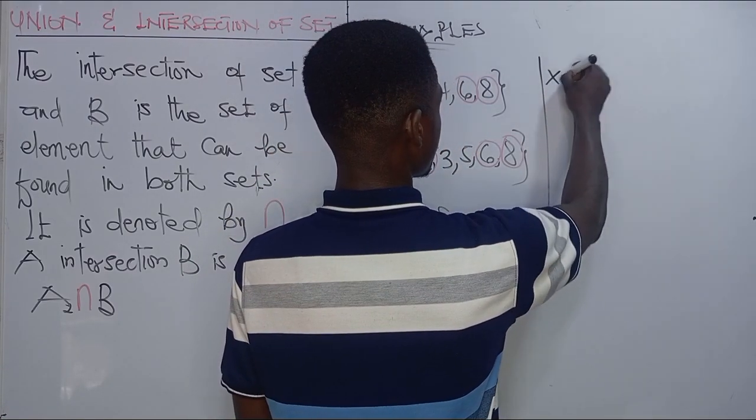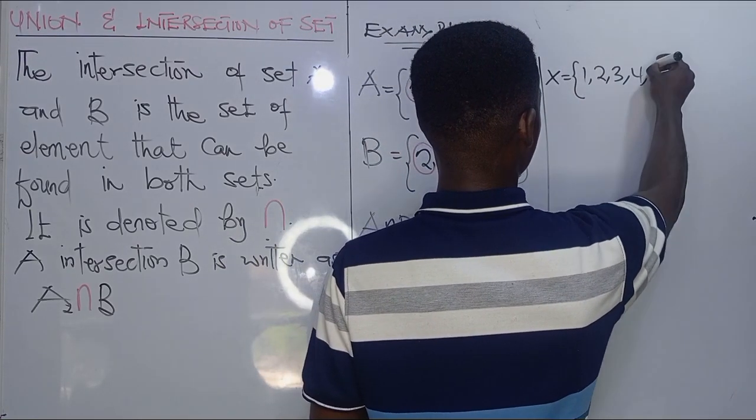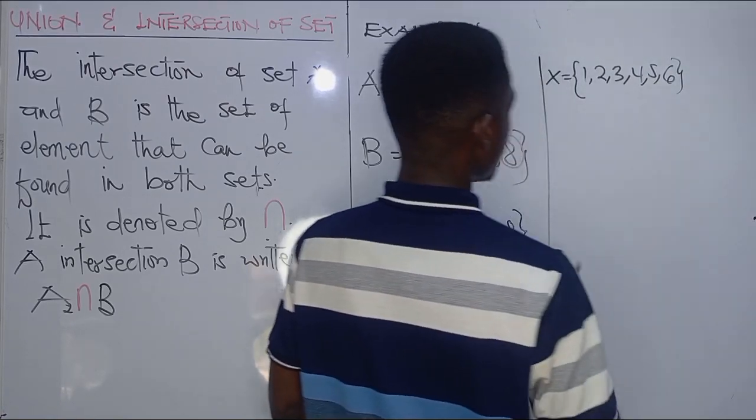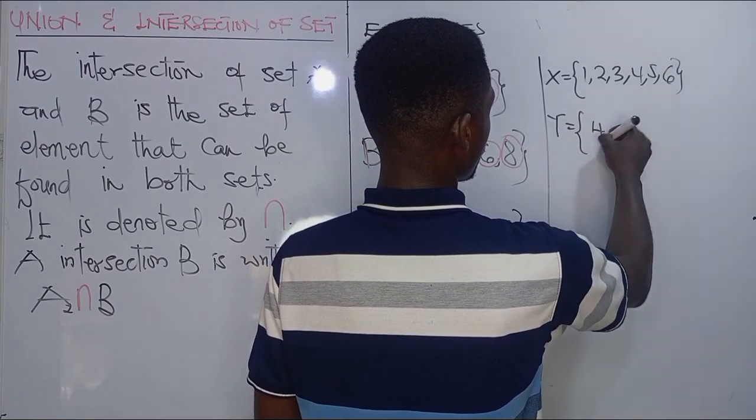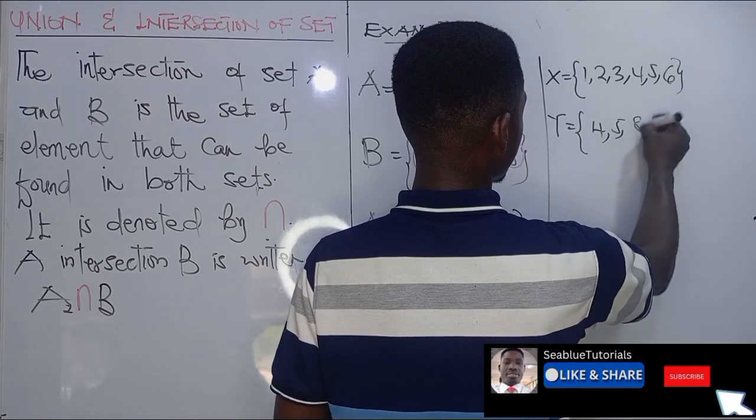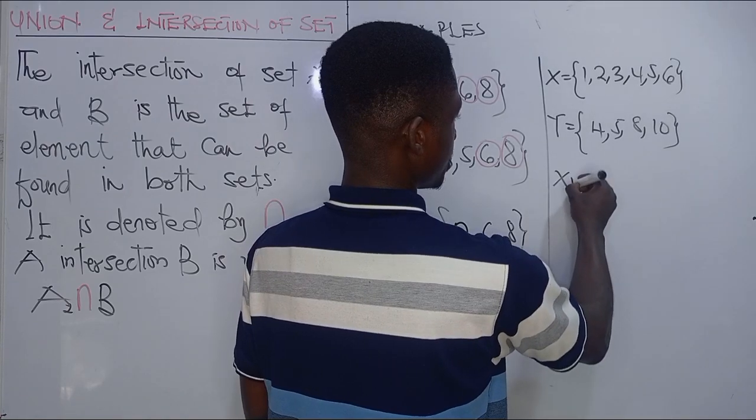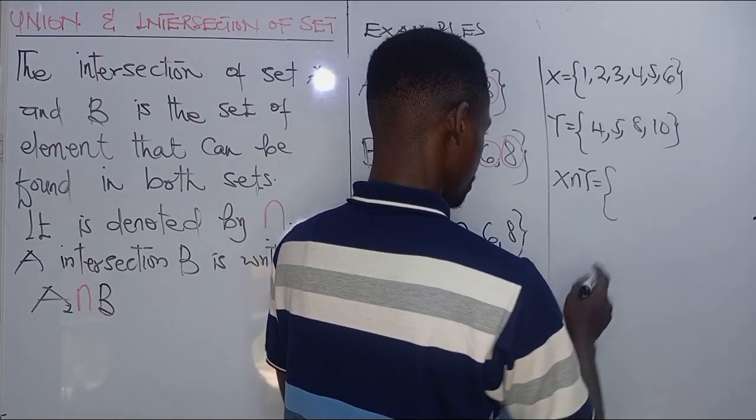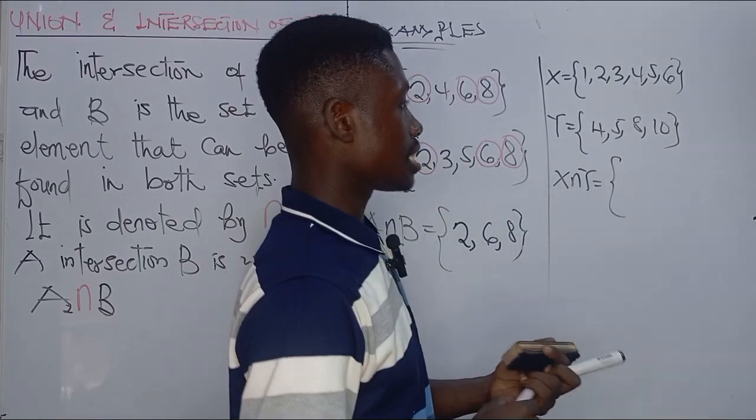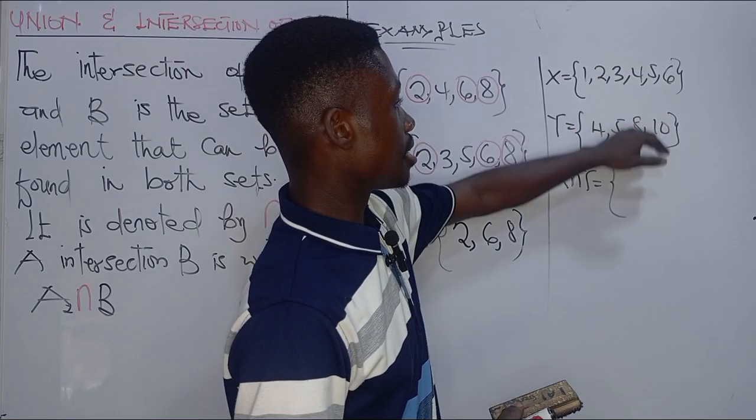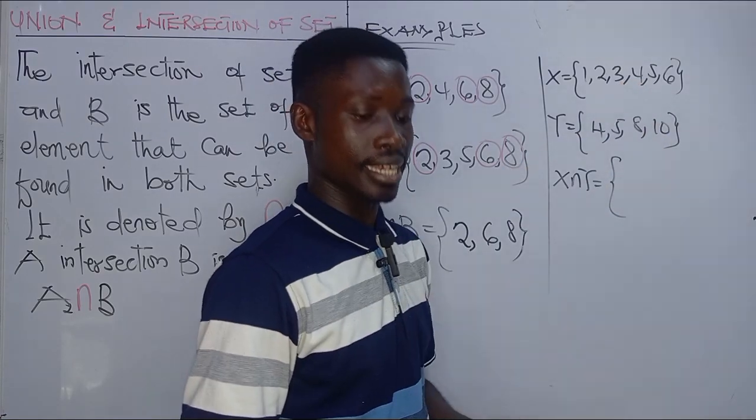Let's take it that you have set X, which contains the elements 1, 2, 3, 4, 5, and then 6. And then we have another set, let's call it set Y, which contains the elements 4, 5, 8, and then 10. And then we have to find X intersection Y. So we are going to look through these two sets to see if we have an element that is common to set X and then set Y.